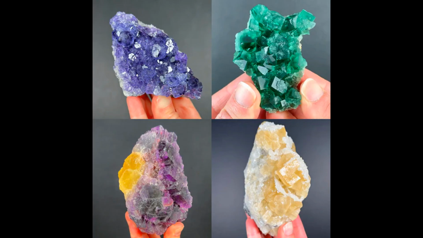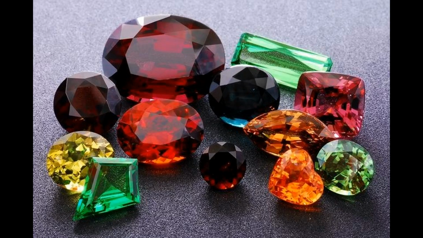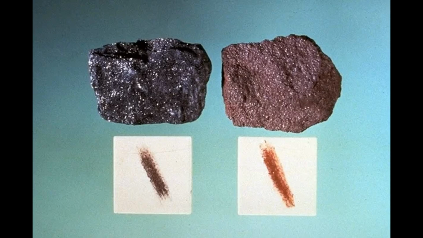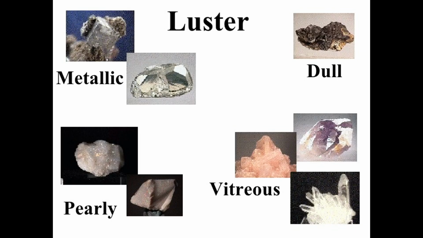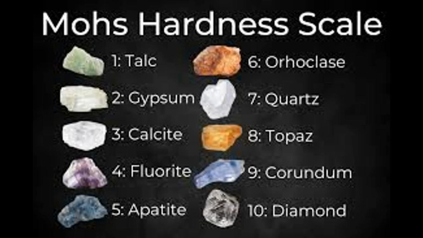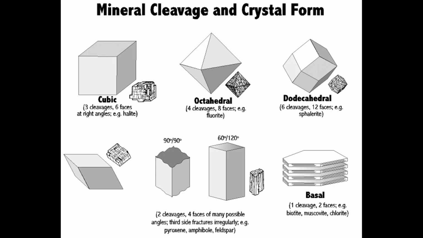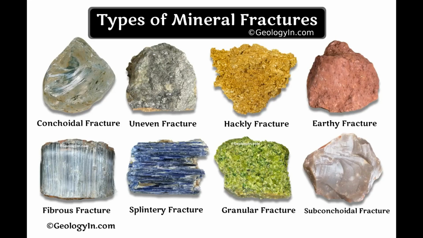Physical properties of minerals: color, the visible hue, though not always diagnostic. The streak, that's the color of the powdered form. Luster: metallic, vitreous, dull. Hardness, that's resistance to scratching. Cleavage, that's the tendency to break along flat planes. Fracture, irregular breakage pattern.